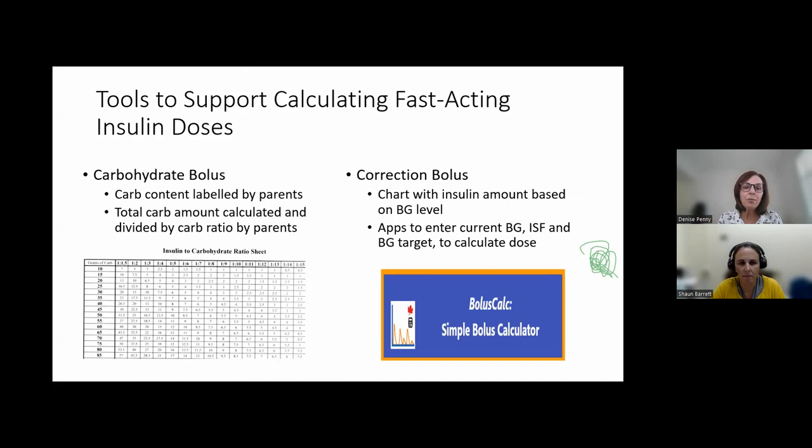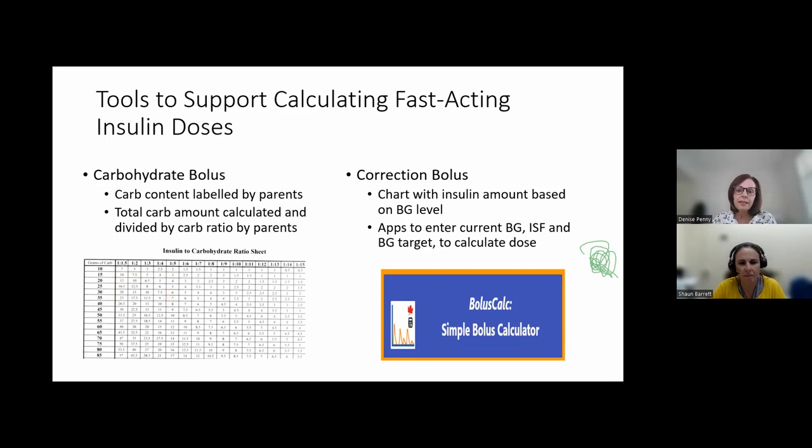In looking at the insulin to carbohydrate ratios, there are some tools that can help to support doing that. So there are the insulin to carbohydrate ratio sheets, and I've given an example of one here. We recommend that the parents label the carb content. The total carb amount is calculated and divided by the carb ratio. You can see that in the columns here of a 1 to 5 or 1 to 6, and on the left-hand side is the number of carbohydrates. So a 1 to 5 for 35 grams would be 7 units.